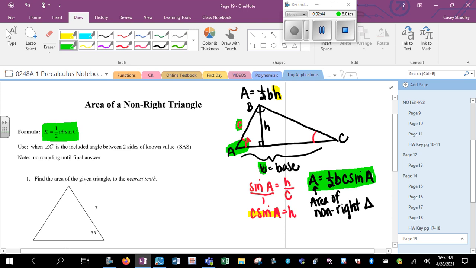Okay, so that's what we're looking for here. We're looking to have this angle be known as the included angle and create that side angle side situation. If that situation presents itself in your picture, you can go ahead and use the trig formula for area of a triangle versus a geometry formula. Let me show you how it works.